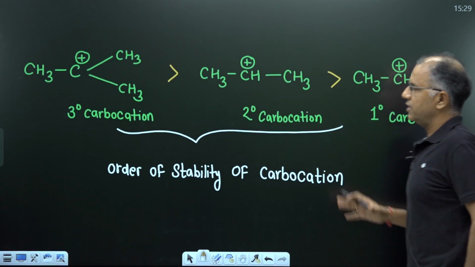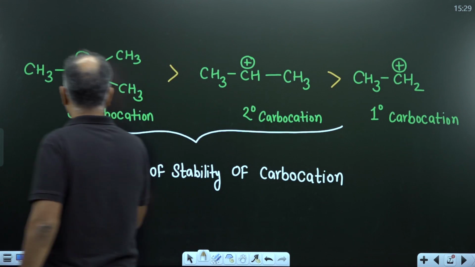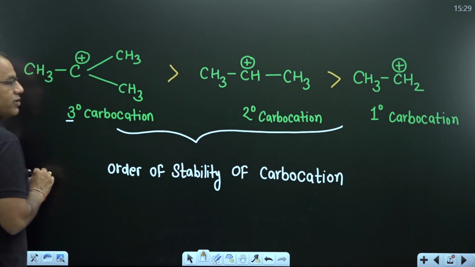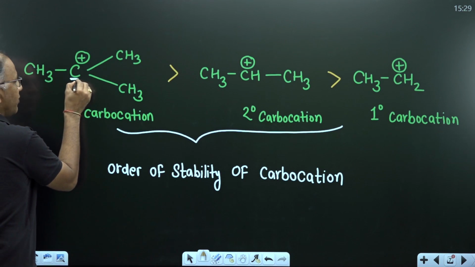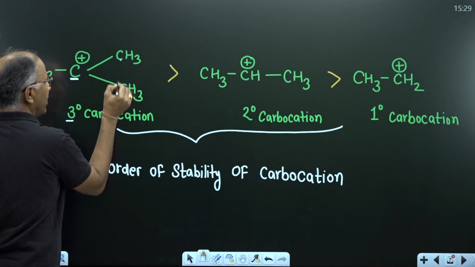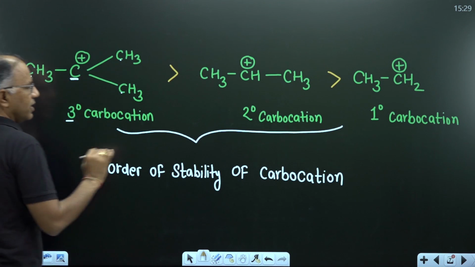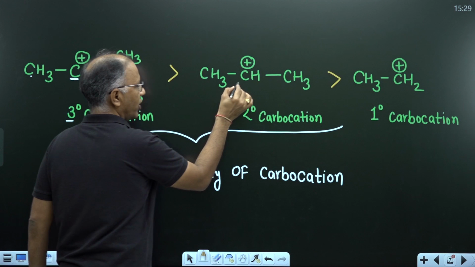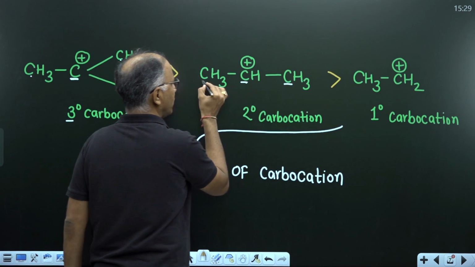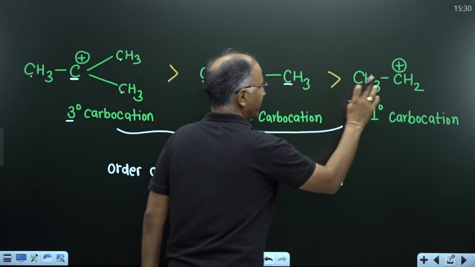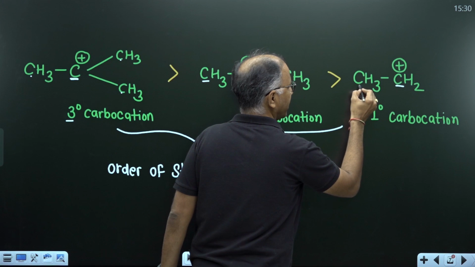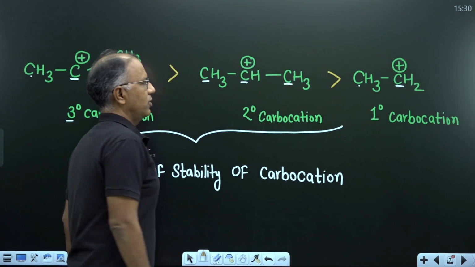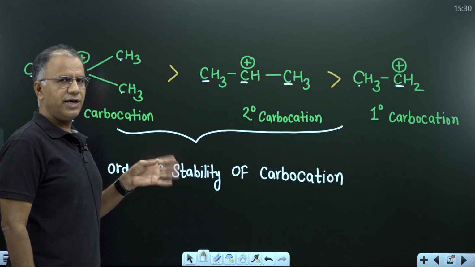Now let us consider these three examples. First of all, it is a 3-degree carbocation. How is it a 3-degree cation? Because this carbocation is directly attached to 3 carbons: 1, 2, 3, so 3 degree. Similarly, it is a 2-degree cation because this carbocation is directly attached to 2 carbons. Similarly, it is a 1-degree cation because this is directly attached to 1 carbon. So the definition of degree is clear: 3 degree, 2 degree, 1 degree.